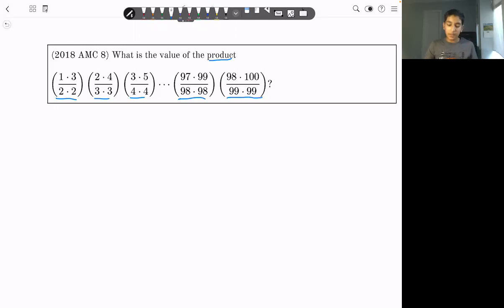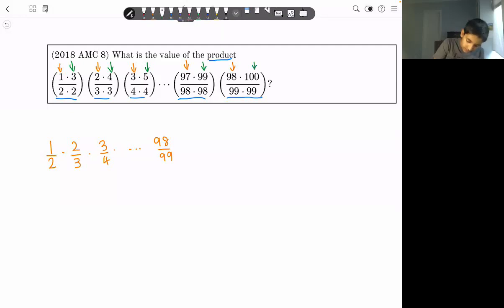So the key to this problem is using a similar approach, except here it's not that simple. Here's the hint on how you can do this problem. We can just take the 1/2 term, 2/3 term, 3/4 term, and all these left terms and group them together. This will give us 1/2 times 2/3 times 3/4 times dot dot dot all the way till 98 over 99. And now we can group the green terms that I'm marking. This gives us 3 over 2 times 4 over 3 times 5 over 4 times 6 over 5, dot dot dot, all the way till times 100 over 99.